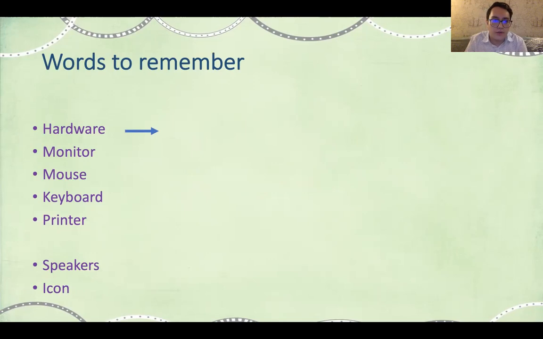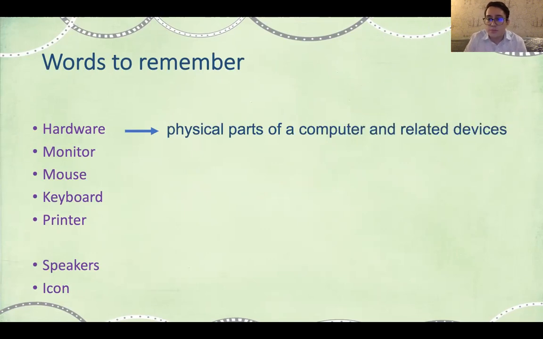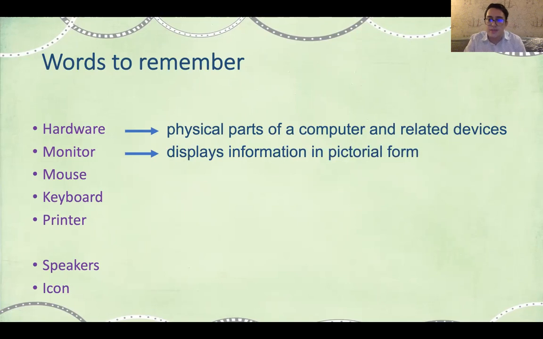What is hardware? Hardware is a physical part of a computer. Okay, something that you can touch, a physical part, okay, you can touch. All right. A monitor. What is a monitor? This displays information in pictorial form, in picture format, okay? So you are looking at me through your monitor.